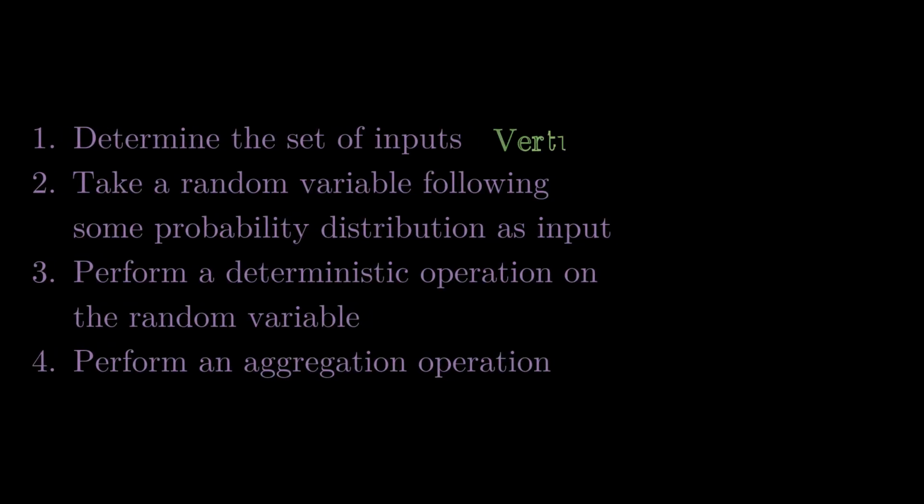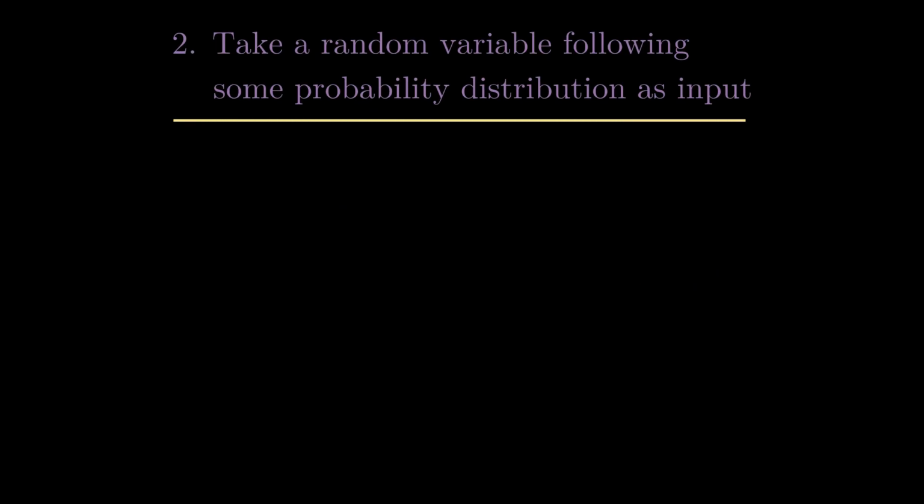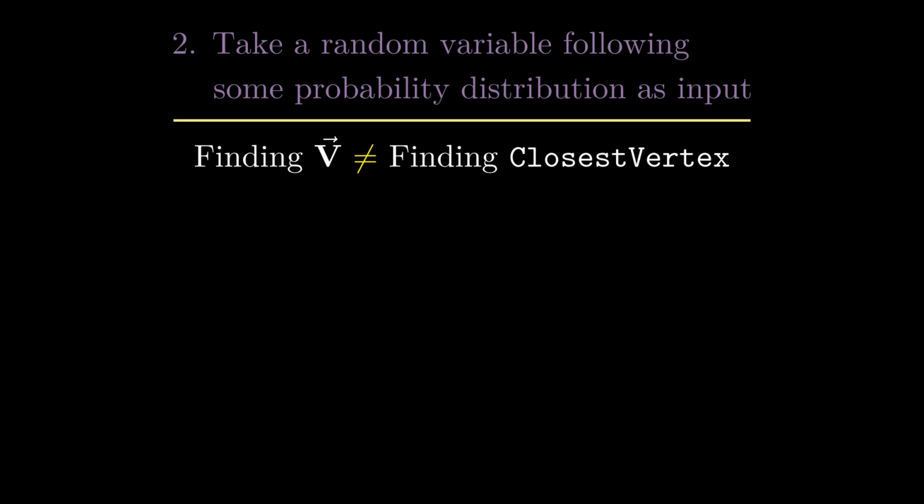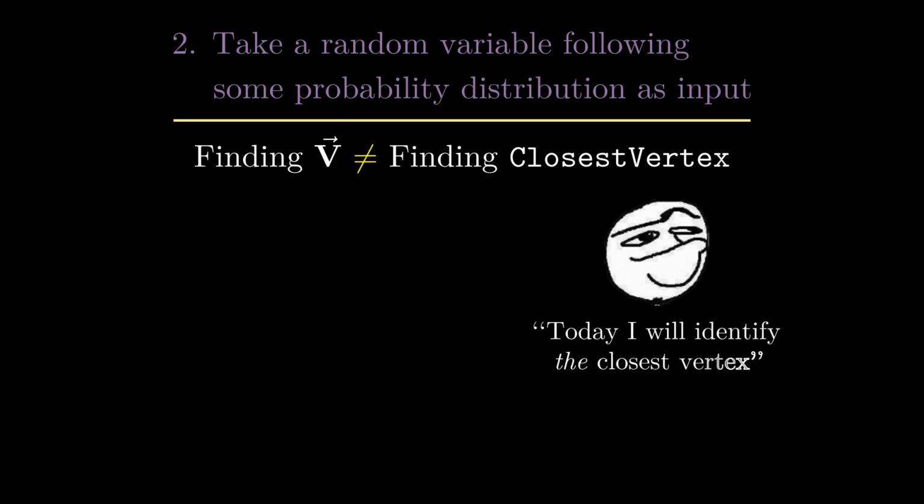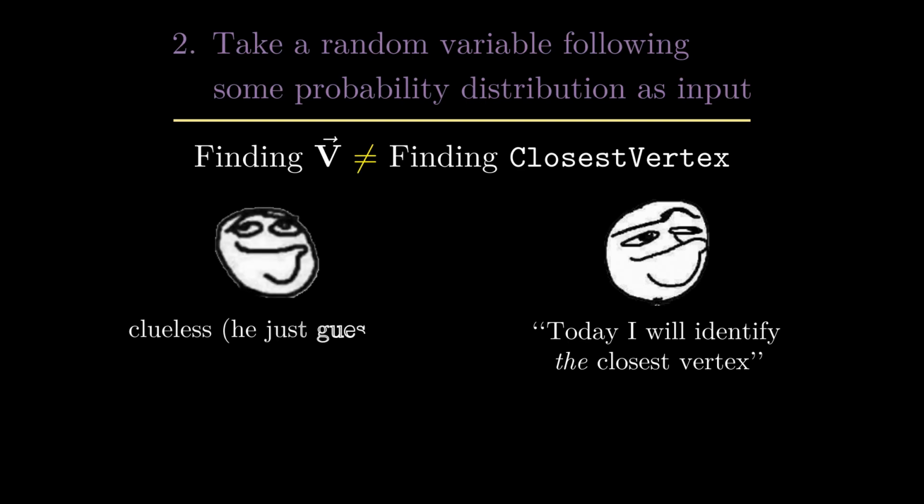Going back to our steps, our set of inputs is going to be the set of vertices, our deterministic operation is going to be the distance to the point, and our aggregation operation is going to be the expected value. All that's left to figure out is the distribution. Now, notice that finding a distribution that might work is a far less restrictive task than finding the closest vertex. Because instead of trying to identify the perfect vertex that would yield an answer, we can just guess some vertices that are going to be close enough to the point on average.